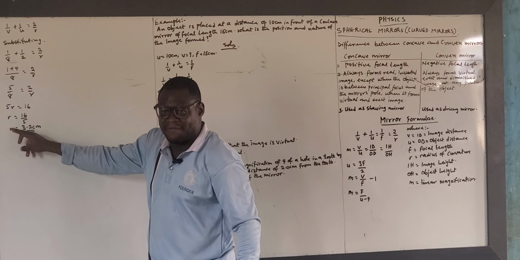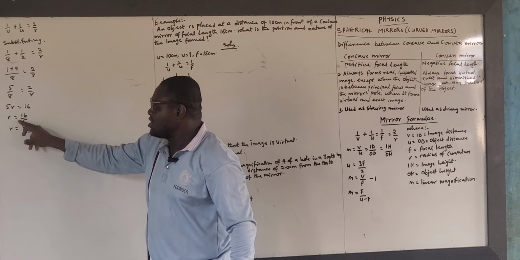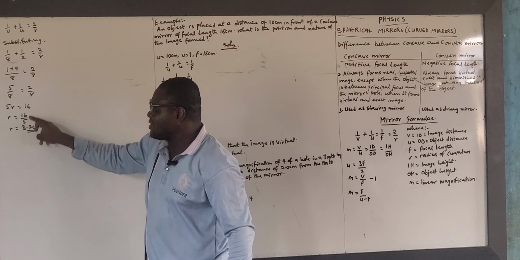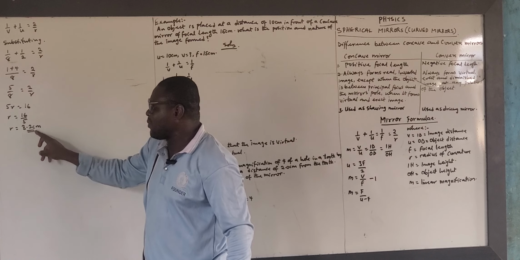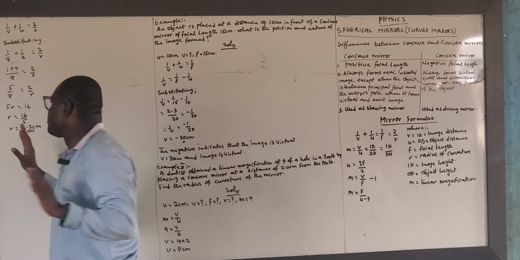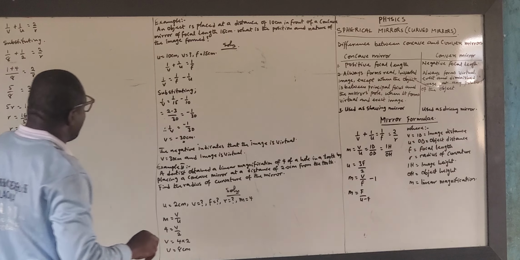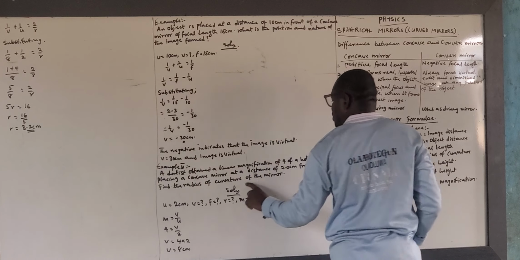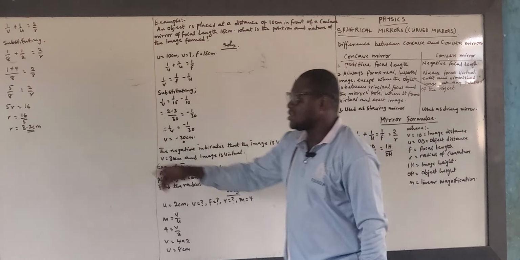Then divide both sides by 5. We now have R is equal to 16 over 5. How many 5 can we get in 16? That is 3.2 centimeter. That is to say, the radius of curvature of the mirror is 3.2 centimeter.